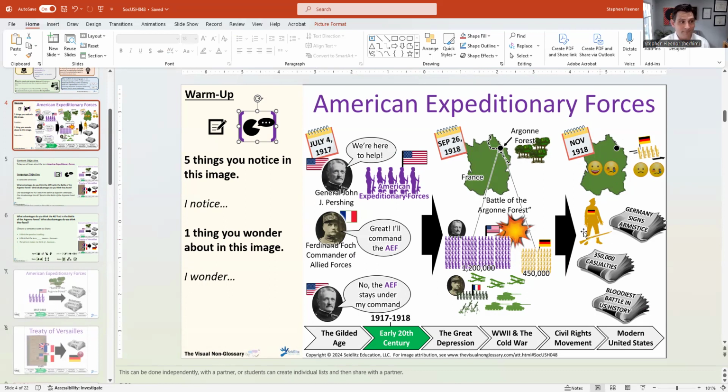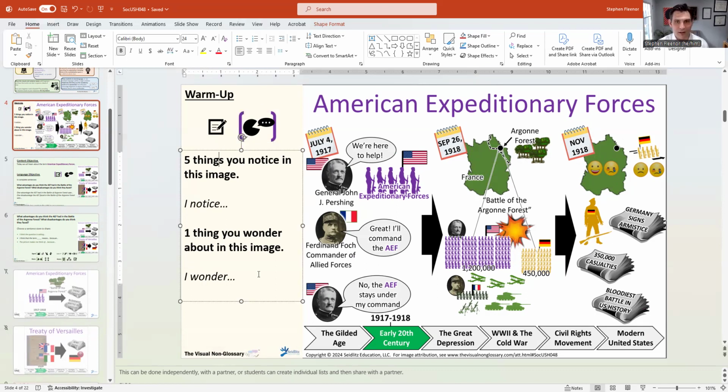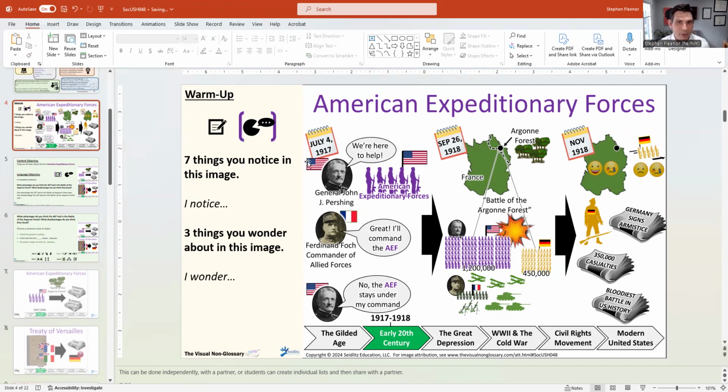They just make a list, and as they're creating that list, they're really exploring this visual in depth in a really low stakes way. And again, everything on the visual non-glossary lesson plans are entirely editable. So I could change this to 7 things if I wanted to, and maybe 3 things that we wonder about in this image. So all this is editable, and I really recommend starting every lesson as the bell ringer or the warm-up. Just have students make a quick list and share it with their partner.